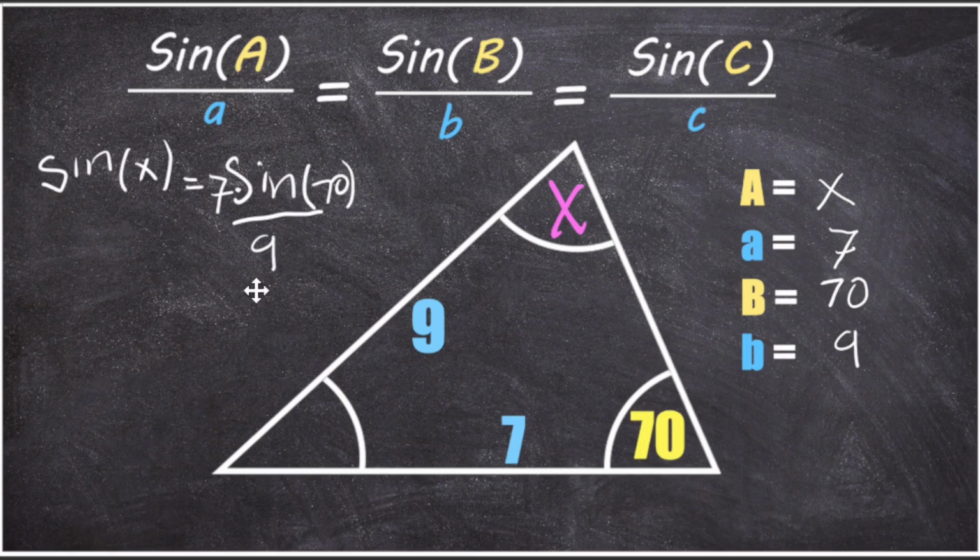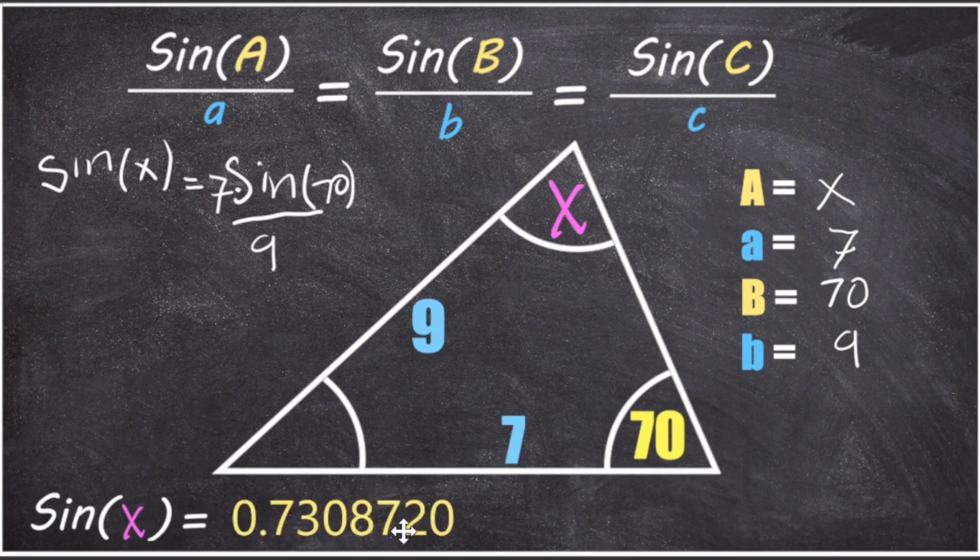And if you run these numbers through your calculator, you will get that sine x equals 0.7308720. And if you want the value of the angle x, you would do arc sine or inverse sine of this number. And using the calculator, we get that x equals 46.95955, which means that now we have the value of two angles in the triangle. And so we can use them to figure out the third angle.